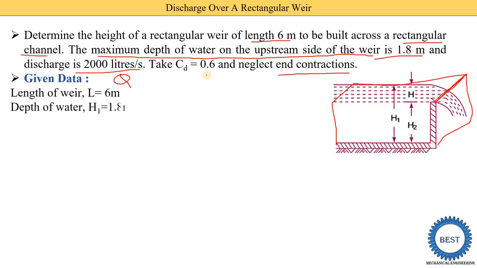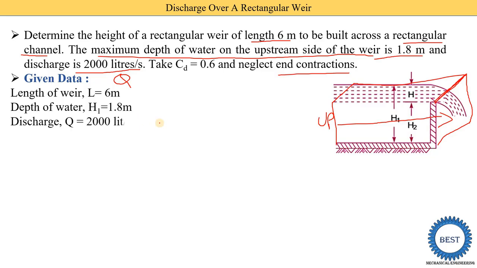The second parameter given is the maximum depth of water on the upstream side. So this is the upstream side because the water is flowing from this side and it passes toward this side. So this is the downstream side. Here the maximum depth of water is H1 is equal to 1.8 meters.